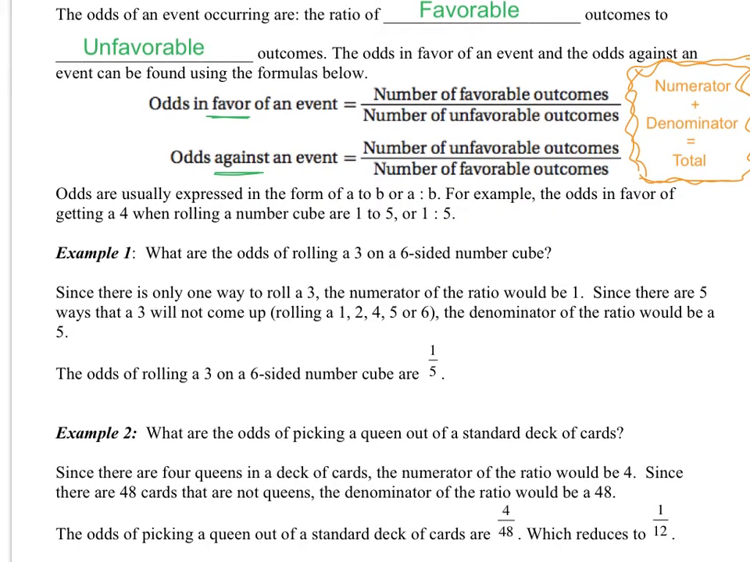Example 1: what are the odds of rolling a 3 on a 6-sided number cube? Since there's only one way to roll a 3, the numerator of the ratio would be 1, and since there are 5 ways that a 3 will not come up, rolling 1, 2, 4, 5, or 6, the denominator of the ratio would be a 5. So it's the same as the example above. What we want is the 3. There are 5 other numbers that we don't want, or that are unfavorable to us. So the ratio would be 1 to 5.